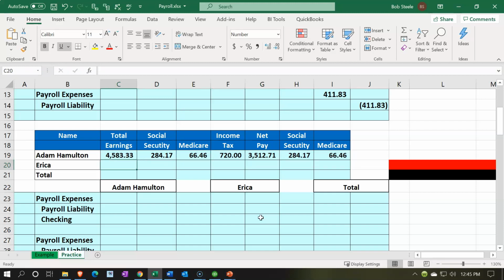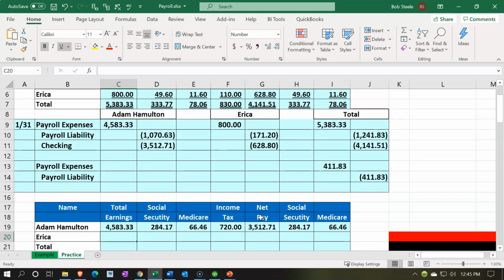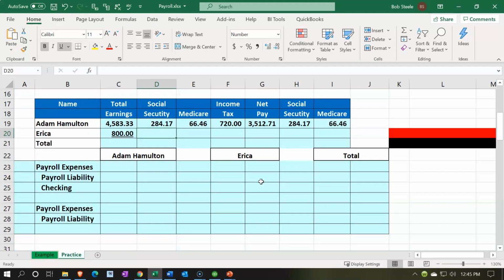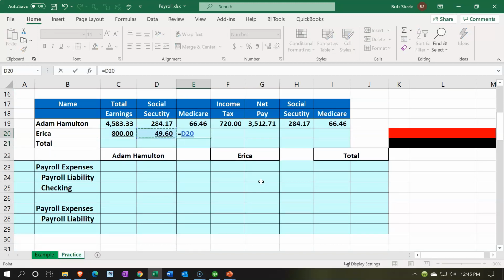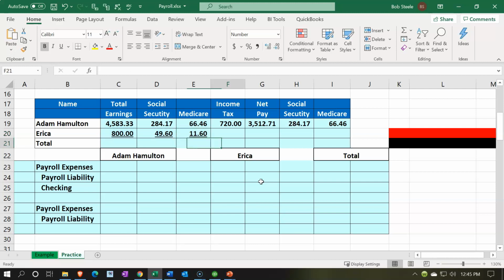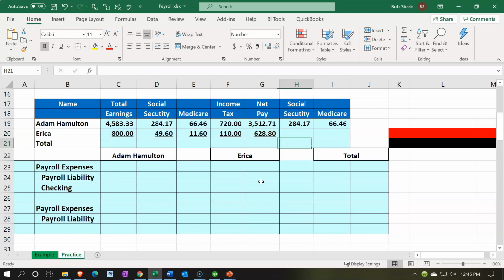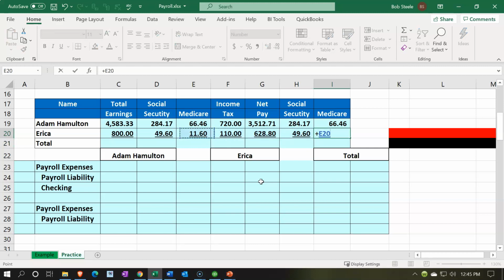So that's that. And then Erica, we're going to do the same thing here. We're going to say she has 20 times 40 hours, $800. Social Security is going to be that 800 times 0.062. The Medicare is going to be that 800 times 0.0145. And then I'm just going to put in a number for the income tax, which is going to be 110. Then the net check is going to be equal to the 800 minus the Social Security, minus Medicare, minus income tax. Social Security and Medicare on the employer side will be the same as well.